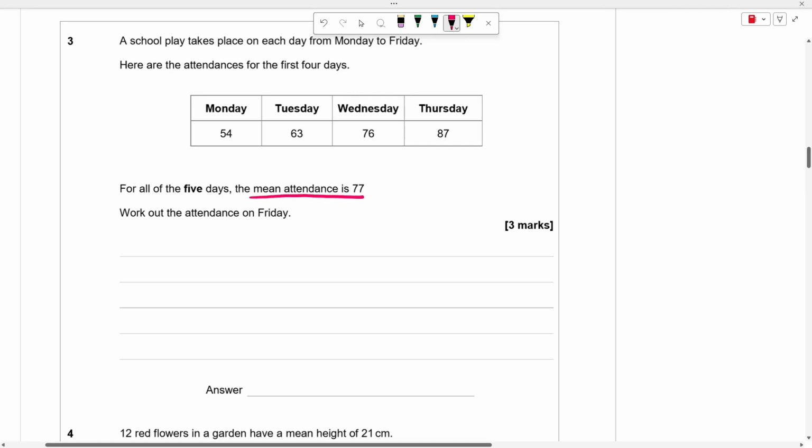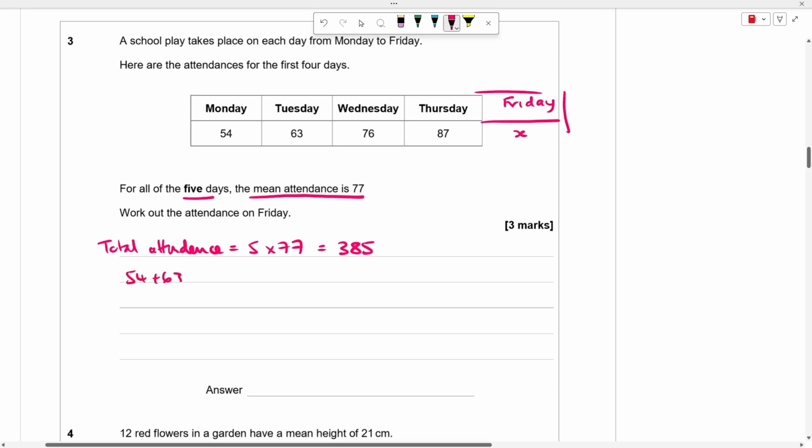Well, if the mean attendance is 77 for all 5 days, then the total attendance is going to be 5 times 77, which gives me an answer of 385. So that means if I just add Friday and just call that X for now, then 54 plus 63 plus 76 plus 87 plus X must add up to 385.